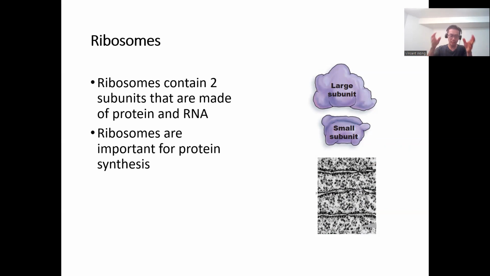But if you zoom in and take a look at the ribosome, it is actually made up of two subunits, a large one and a small one. Think of it as a burger bun: you've got the top bun that's bigger, and the lower bun that's smaller. So that's your ribosome. Usually they're not together. It's only when the ribosome is doing its job that the two subunits come together.